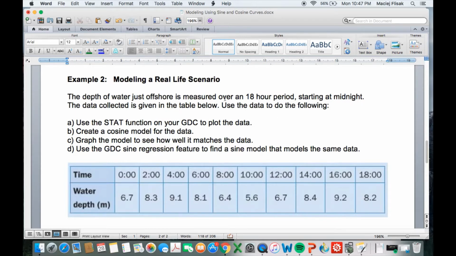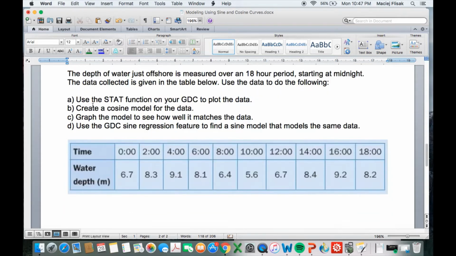Okay, so 18-hour period. Obviously, we know there's tides in the ocean, so the water level goes up and down. So that's what this is going to be showing, the water level going up and down. Here we're going to use our GDC a lot, so it's important you know how to do this for sure for the exam. Use the stat function on your GDC to plot the data. Here's the data. Here's midnight, 2 in the morning, 4 in the morning, 6 in the morning, 8, and so on. And here's the depth of water.